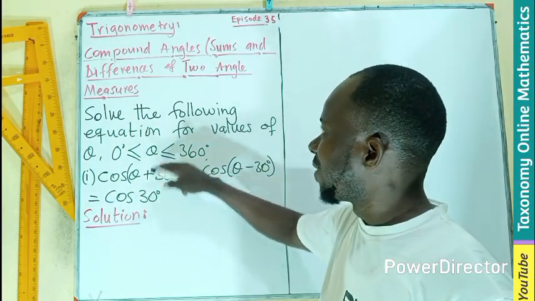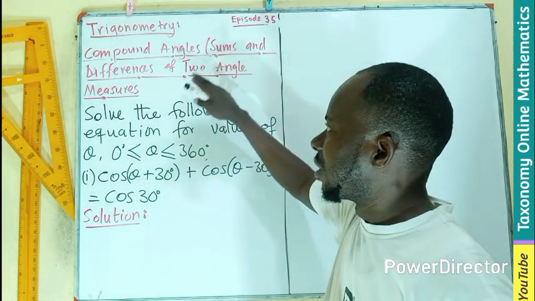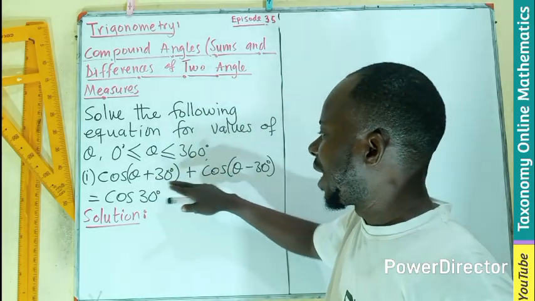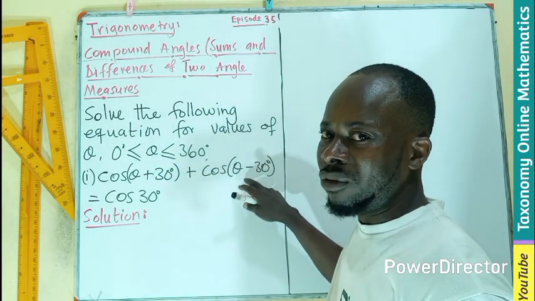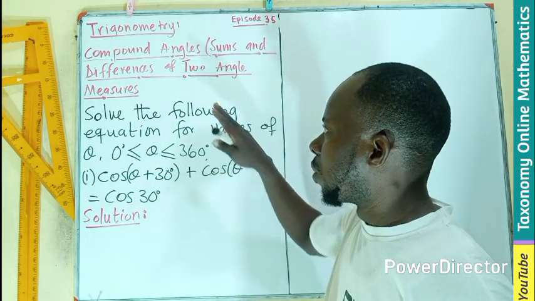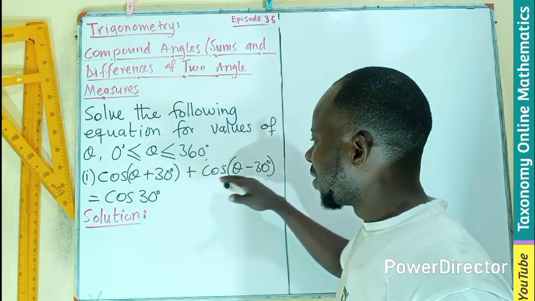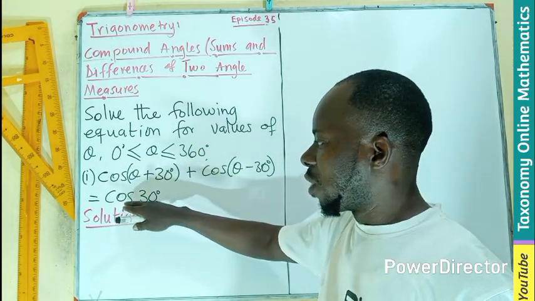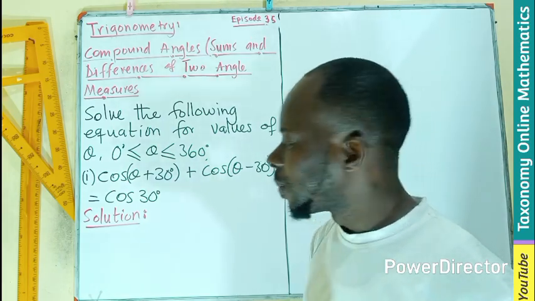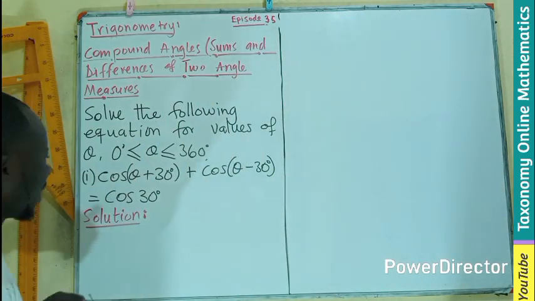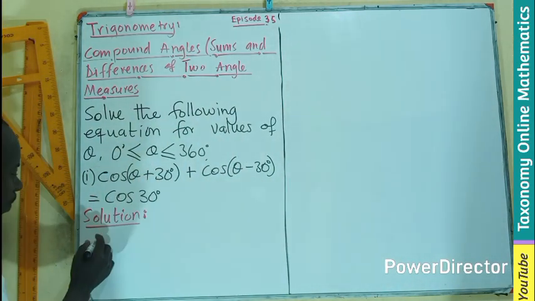Now this is a sum of what? The two angles measure, and this is a difference of two angle measure. We are still on compound angle, so we can expand this separately. Expand this also, equals what? The cos of 30. And how do we expand cos of a sum?